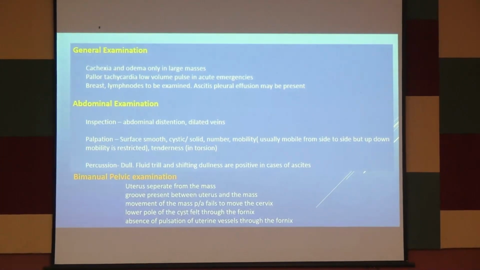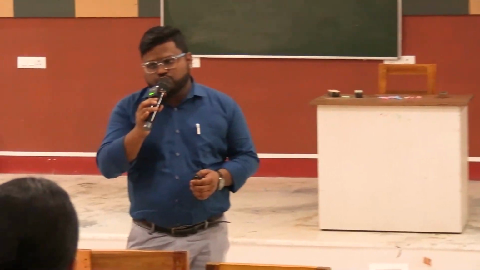This is the important part. On palpation, you will find a smooth, rounded mass with regular margins. It is a cystic appearance and mobile. An ovarian mass is mobile from side to side, but not up and down. Okay, whereas an uterine mass is mobile up and down, rather not side to side.